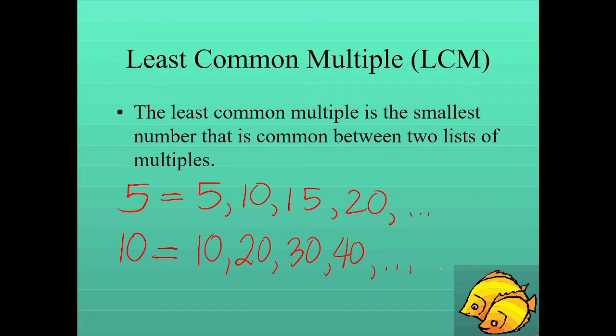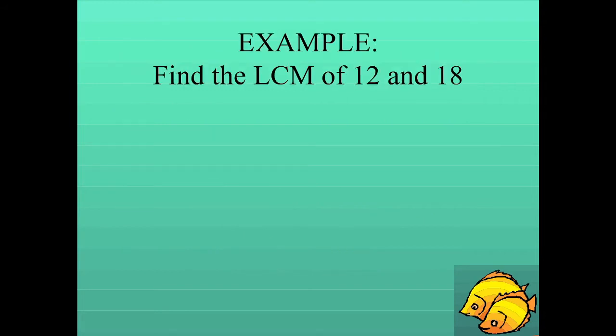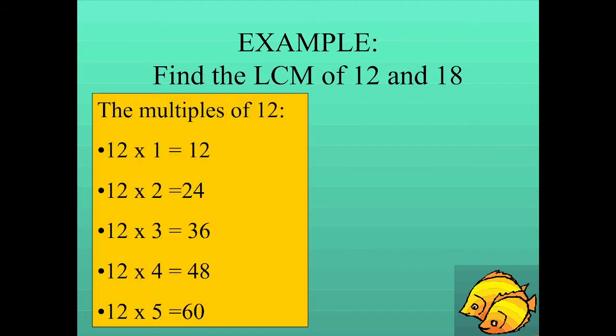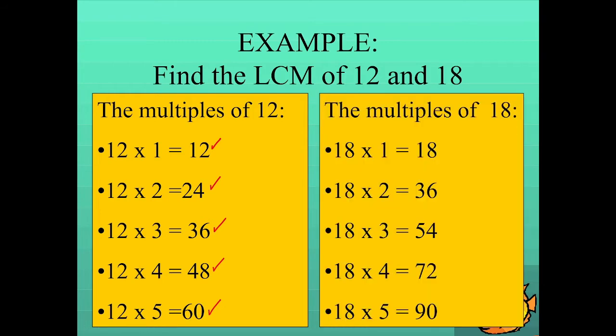So, let's go to our first example. Let us find the LCM of 12 and 18. Now, there are a lot of methods on how to get the LCM specifically. The first method is you list the multiples of 12. Next to 12 is 24, next to 24 is 36, then 48, then 60. This is how you get multiples of 12: 12 times 1, 12 times 2, 12 times 3, 12 times 4, 12 times 5. Do the same thing with 18.